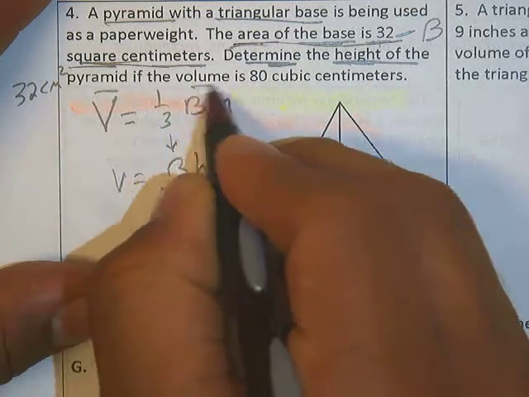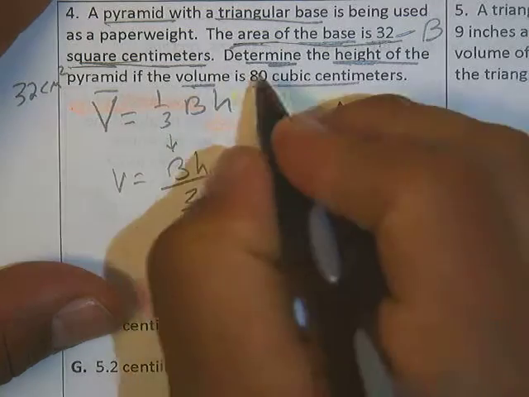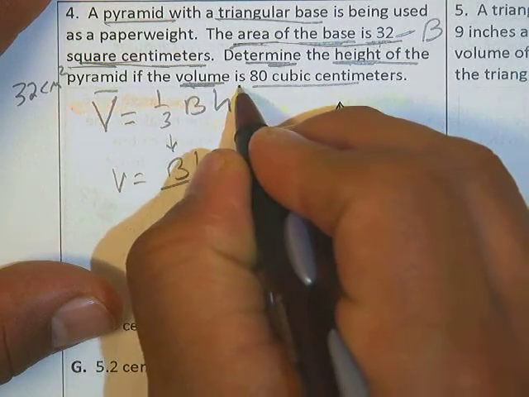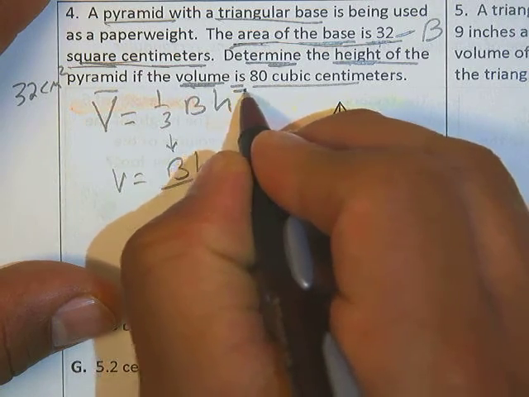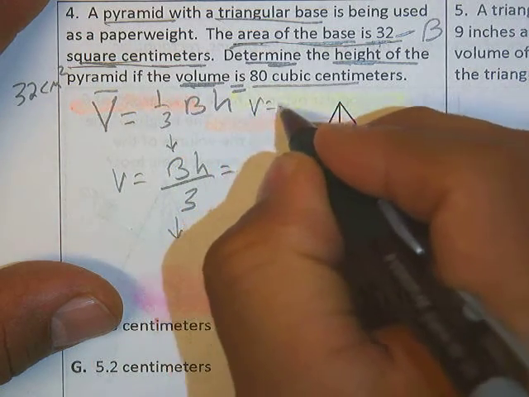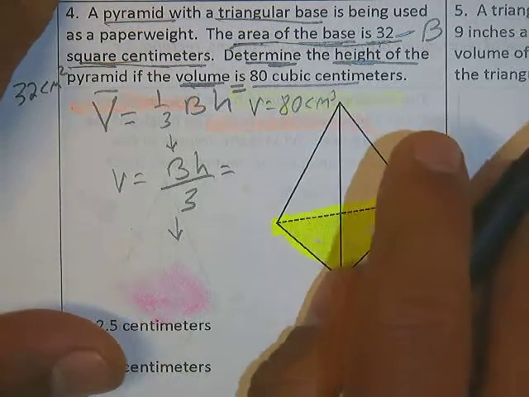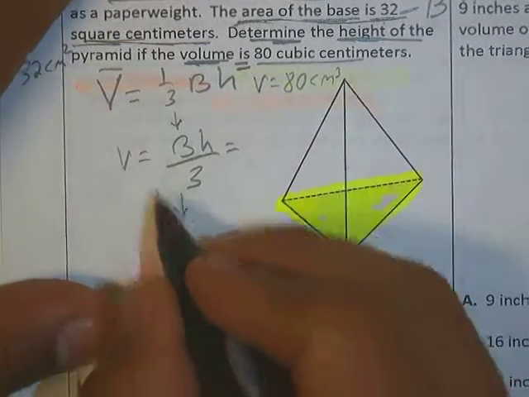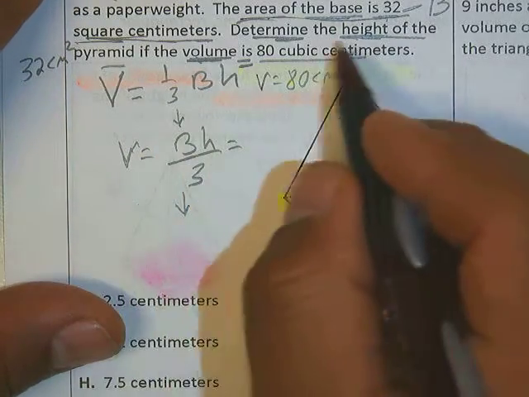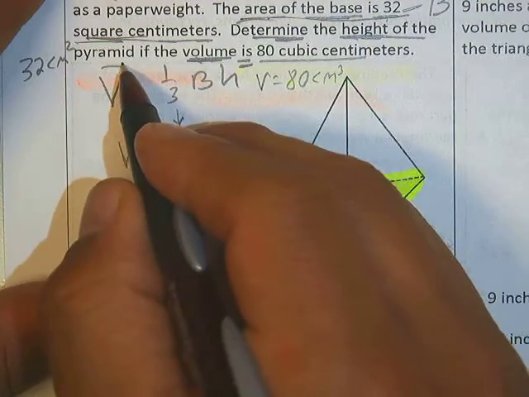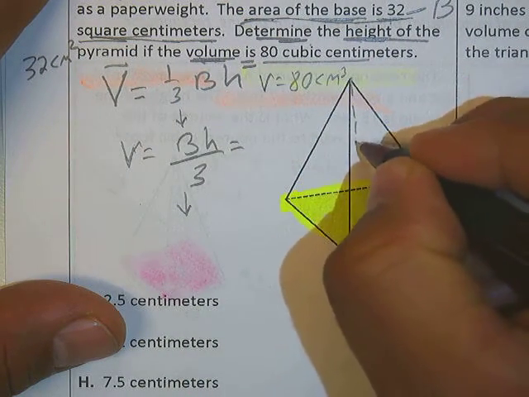But let's keep reading there so we can do more things at once. Look what it says there. Determine the height of the pyramid if the volume is 80 cubic centimeters. So again, the word volume, what is the word in math? In math, "is" means equals. So that means that the volume equals 80 cubic centimeters.